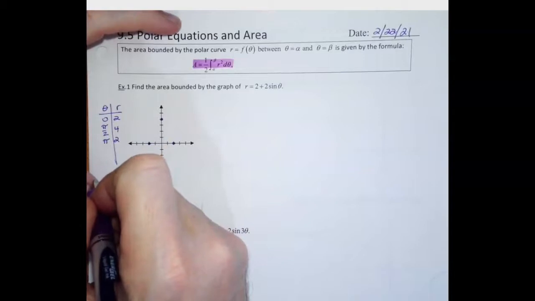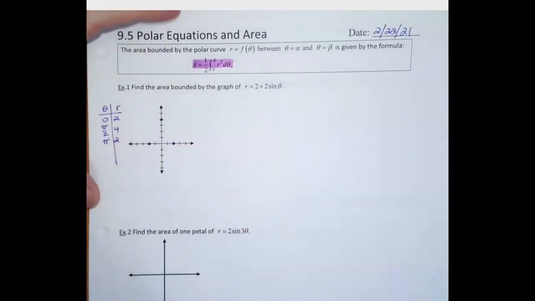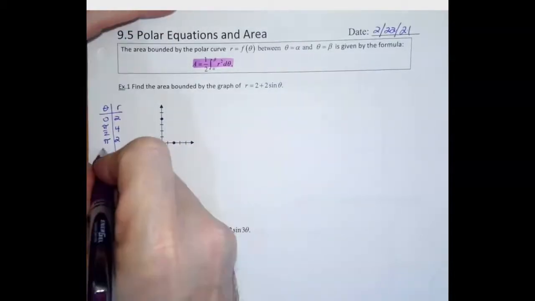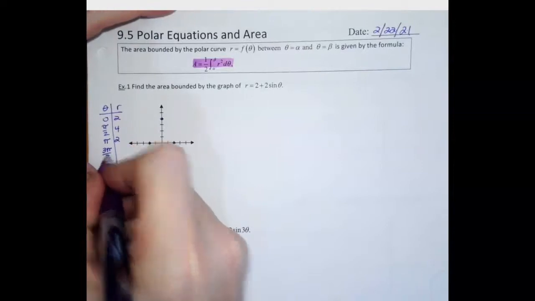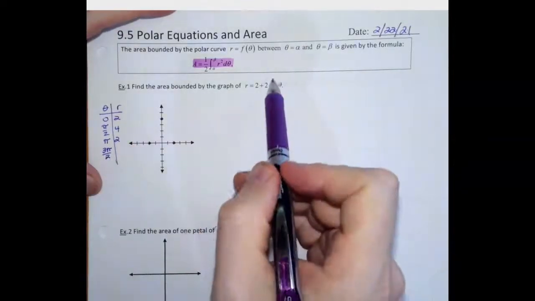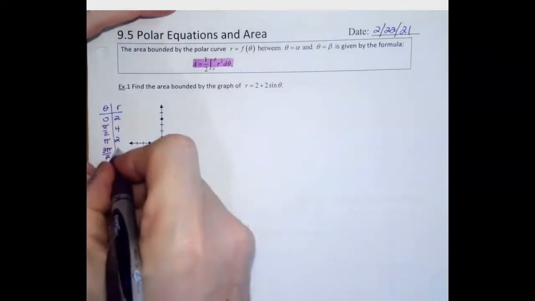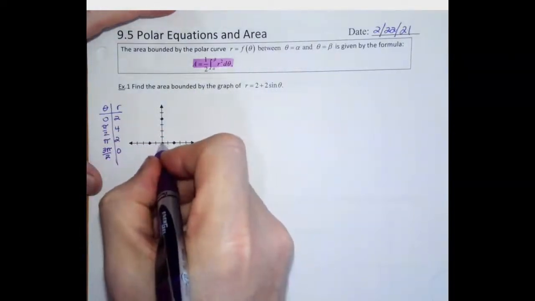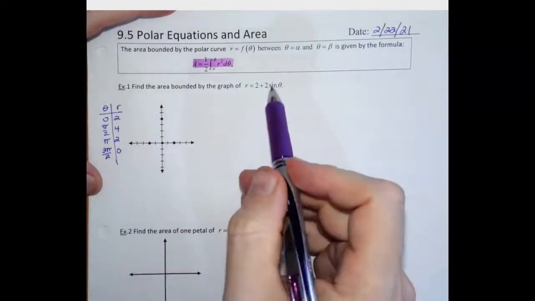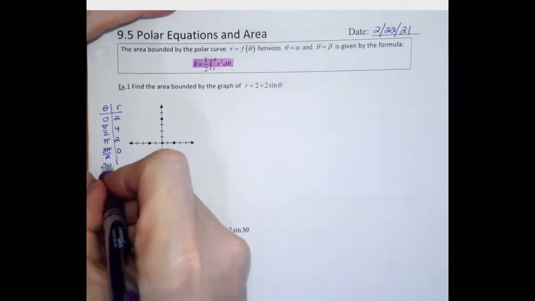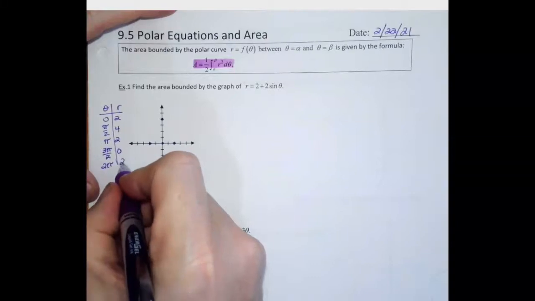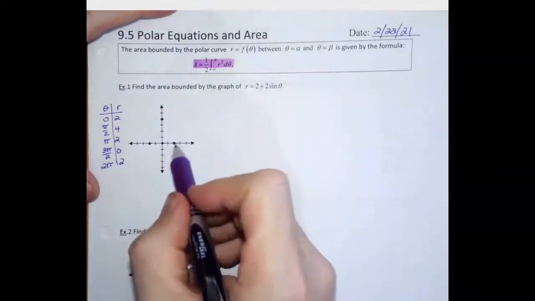And then let's look at 3 pi over 2. So 3 pi over 2, that's going to be -1, so that's going to be -1 times 2 is -2. 2 plus -2 is 0, so that's going to be back here. And then if we go to 2 pi, that would be 0, so that would be 2 again.